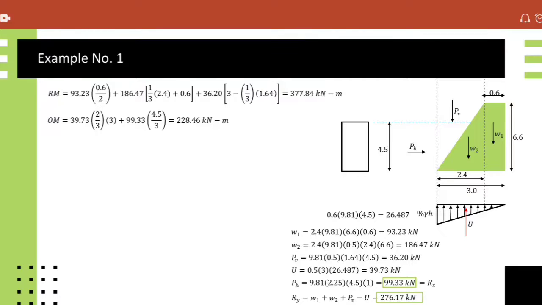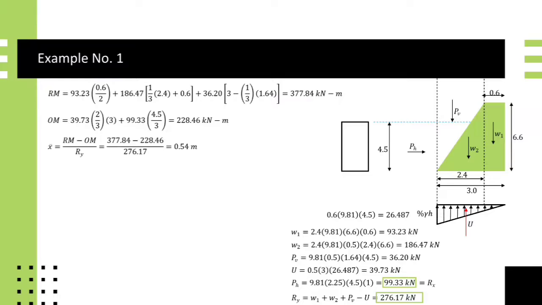So, dahil meron ka na, may RM ka na, may OM ka na, may RY ka na, makukuha mo na yung sagot sa X bar. X bar is equal to RM minus OM over RY. Substitute mo lang lahat dahil nakuha mo naman na lahat ng kailangan mo para isolve yung X bar. So, substitute mo yan, makukuha mo yung value na 0.54. That will be your final answer.